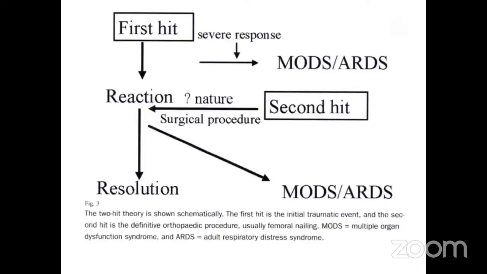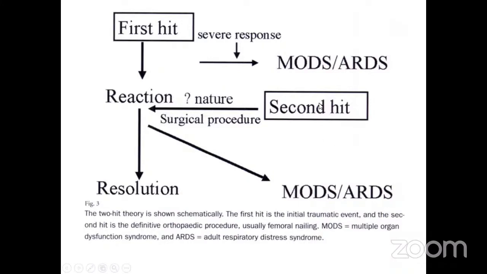So, what is this damage control orthopedics? The first road traffic accident is the first hit, and even with the road traffic accident, there can be a severe inflammatory response, and the patient can go for multi-organ dysfunction and adult respiratory dysfunction like pulmonary embolism, fat embolism, like that. But what about your procedure? Your surgical procedure is actually a second hit, and that can again make things worse. So you should not give the second hit.